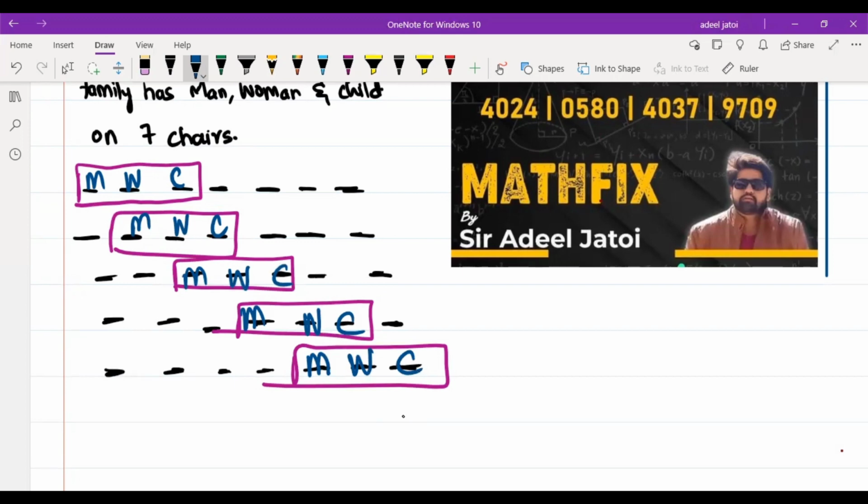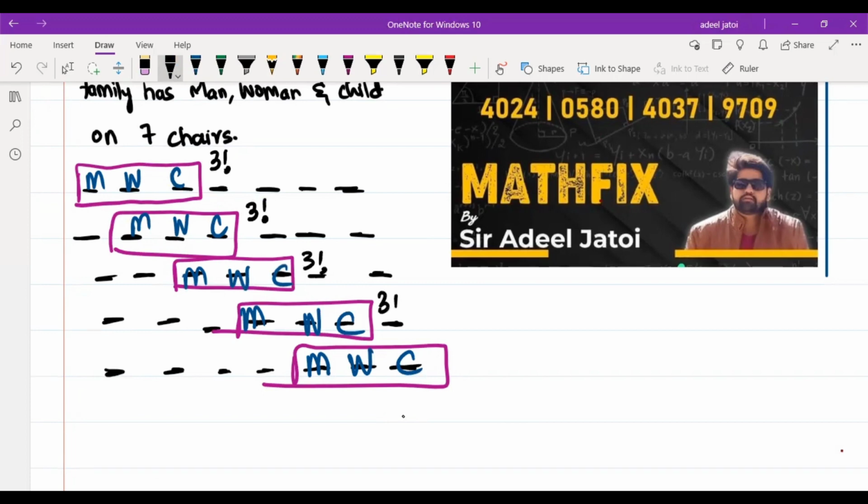In this particular way, what I need to understand is that in this way, putting down three members, and knowing that all the other chairs are empty, what I can have is 3 factorial for each option.